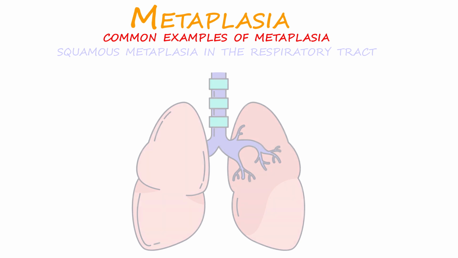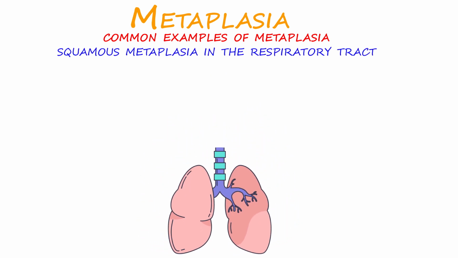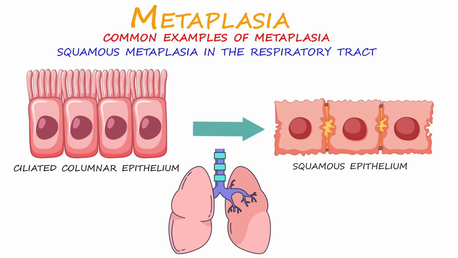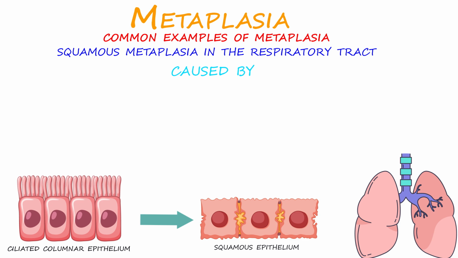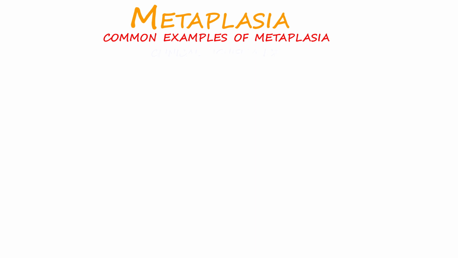Another important example is squamous metaplasia in the respiratory tract. In the respiratory tract, ciliated columnar epithelium normally lines the airways. When exposed to irritants, this epithelium transforms into squamous epithelium, losing the cilia that help clear mucus and pathogens. This transformation is typically triggered by cigarette smoke, chronic inflammation, or other environmental irritants.